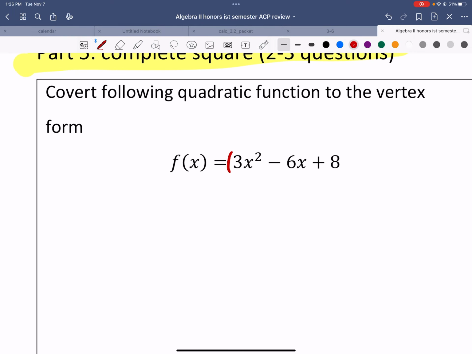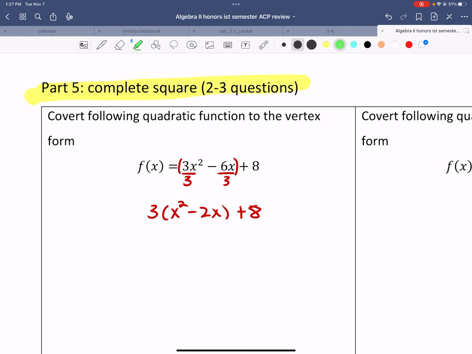So step number one, you set up a parenthesis and take out the number in front of x squared. In this case, it's gonna be 3. So if I take it out, it's gonna be x squared minus 2x plus 8. After this, do you see this middle number? For this one, you always divide by 2 and square it. So negative 2 divided by 2 is negative 1. And negative 1 squared, negative 1 times negative 1, is positive 1.